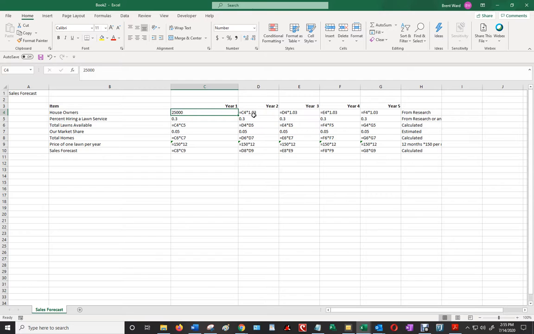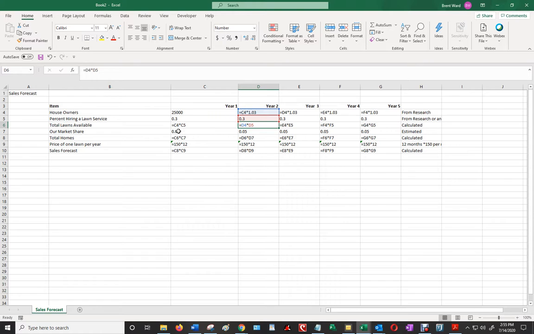So I assumed a growth rate of 3%, and then I also assumed the percentage of people that hire a lawn service would be 1 in 3, with 30% roughly, 3 in 10. And you can see that the total lawns available would be 25,000 times 0.3. Here would be 25,000 made 3% bigger times 0.3, and that's what these formulas are all doing right here.